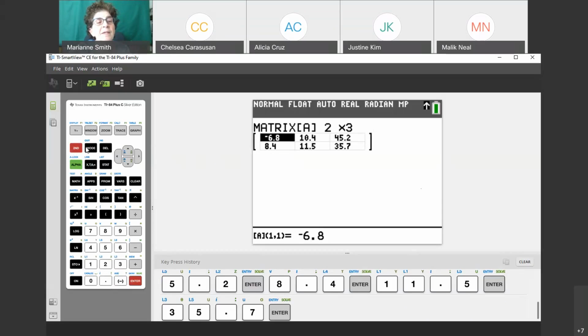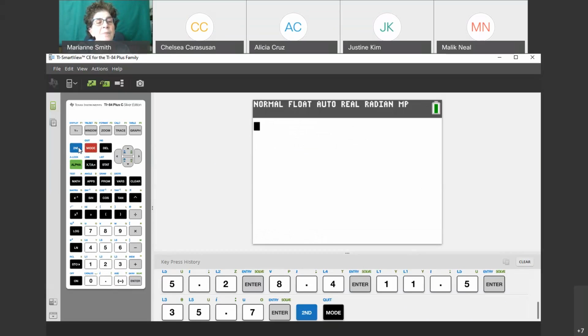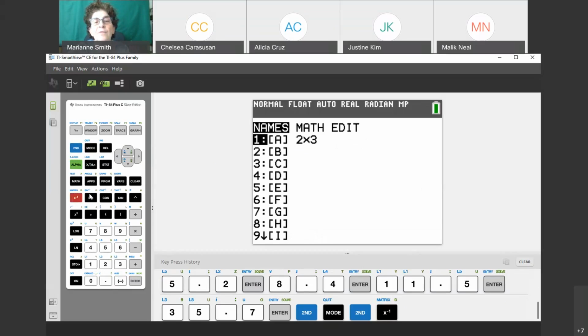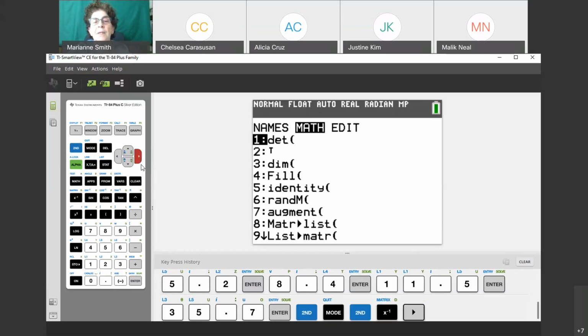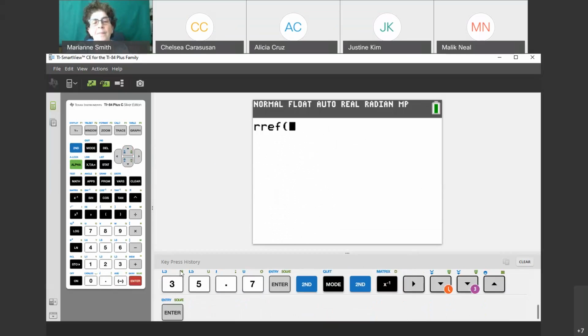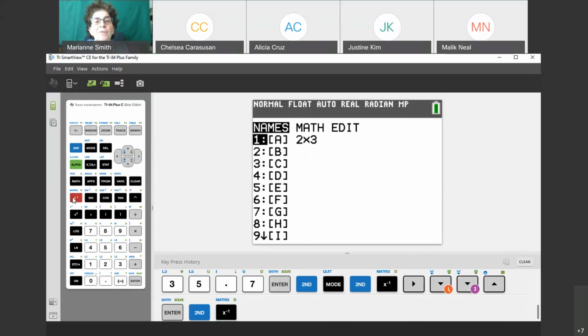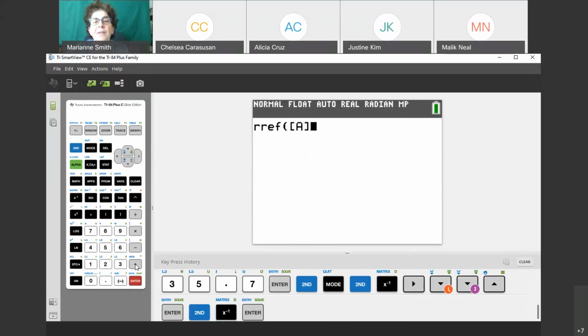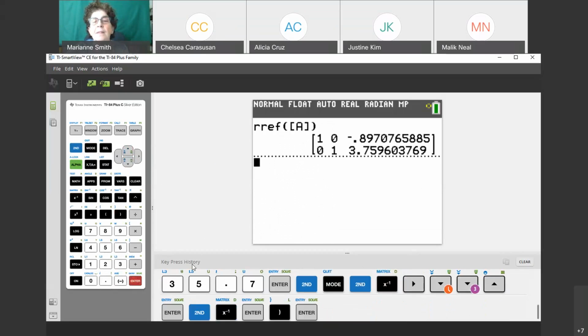I'm going to quit out of here, get back into matrix by second inverse, and go to the math menu and get down to RREF, which is B. And then I'm going to put matrix A in there. So second matrix from the names menu. And you can see my values here. Okay, so carry 4 decimal places.